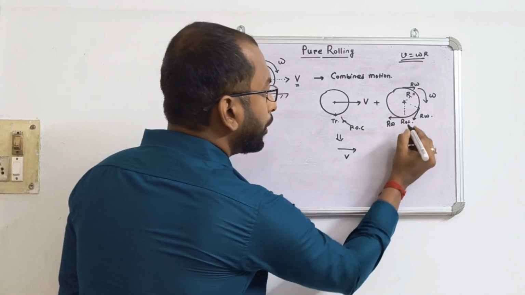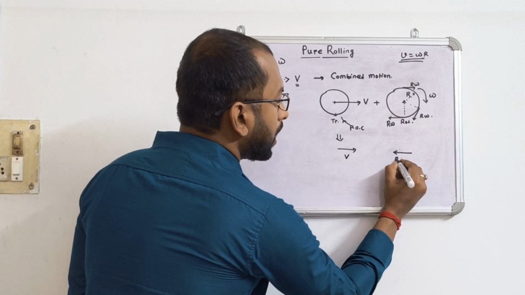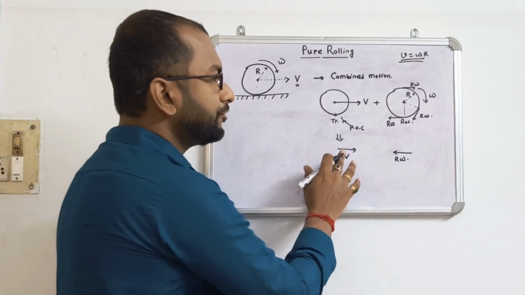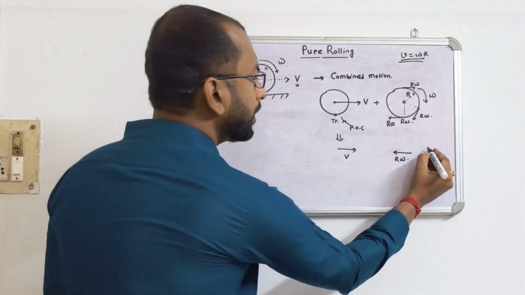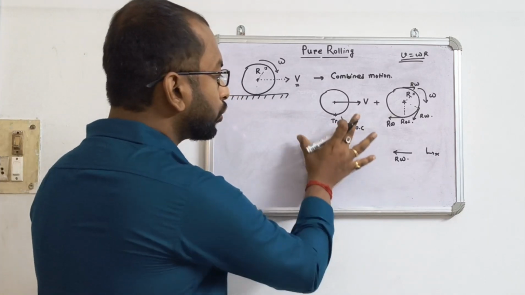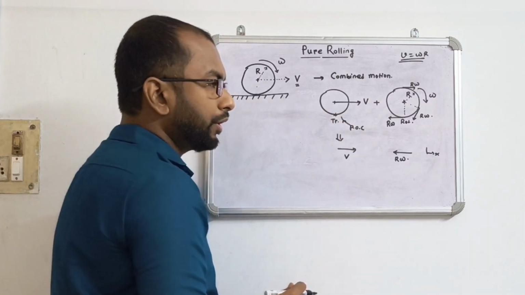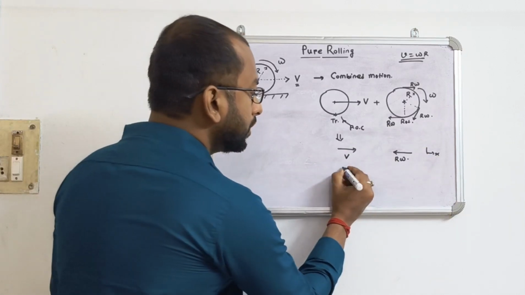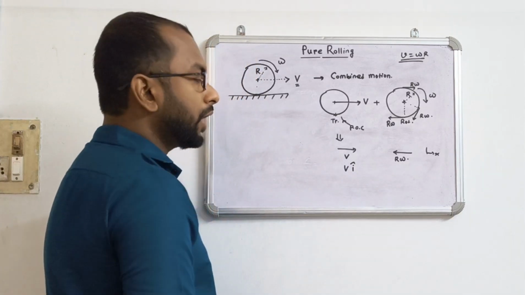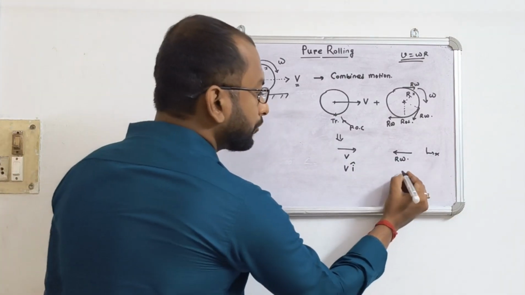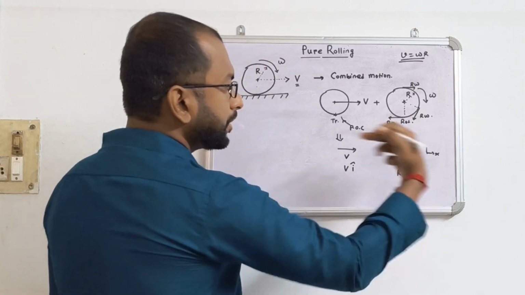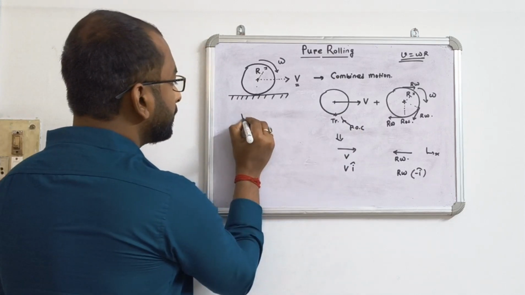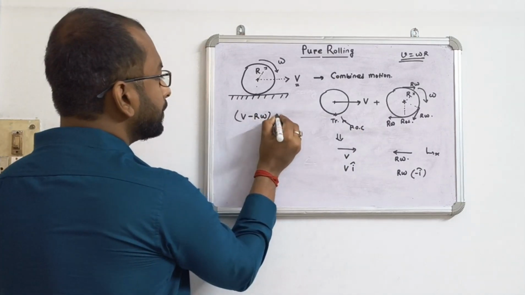So this point of contact velocity is r omega, but in the left direction. But due to translational motion, it is having v velocity in the right direction, or you can tell it is positive x, negative x. So total velocity of the point of contact will be the vector summation of these two velocities. In vector form, the translational velocity is v into i, and this velocity is r omega, but in the negative direction, so it is r omega into minus i. So total velocity of this point of contact becomes (v minus r omega) into i.